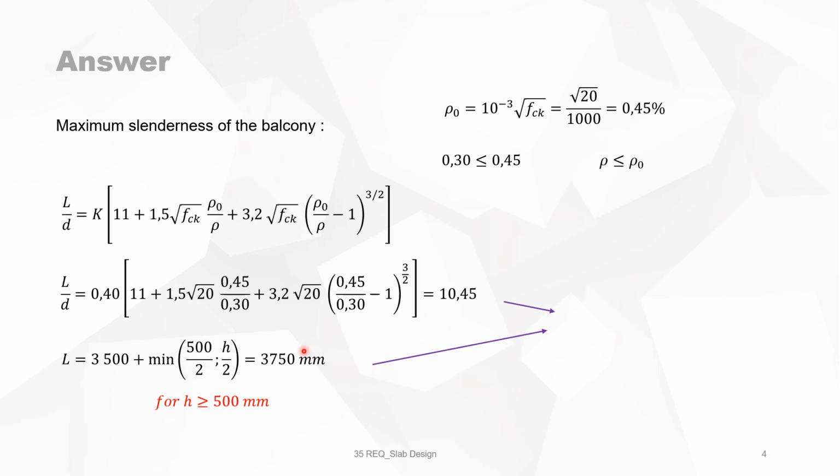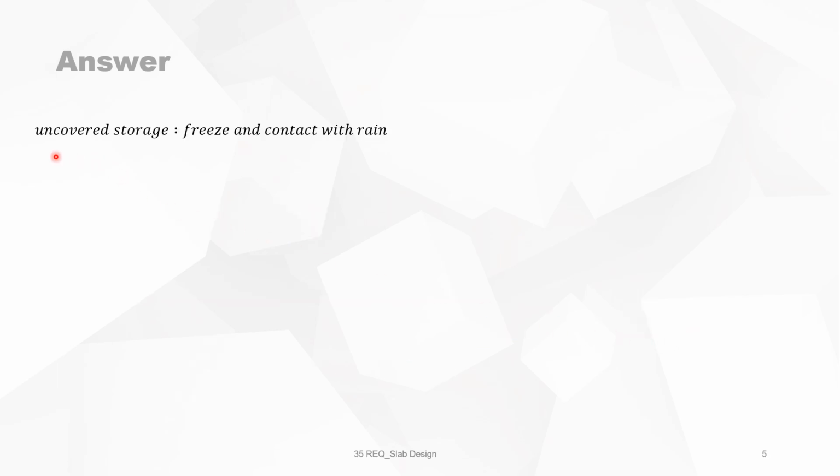So from those two, we have l, the span, and we have the slenderness. We can find d, and d must be minimal 359 millimeters. The uncovered storage means that there is freeze and contact with rain. So it is XC4 or XF1 or EE3 for the National Application Document of Belgium. There is also slab geometry. So this means that we can lower the value of c. We can lower one class. So c is now 35 millimeters instead of 40.